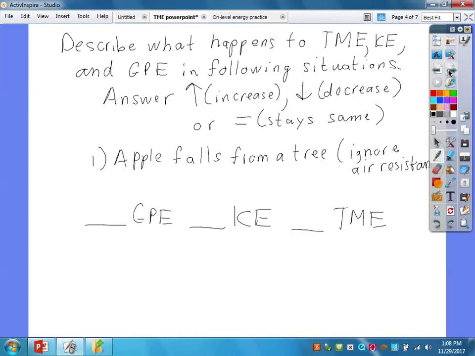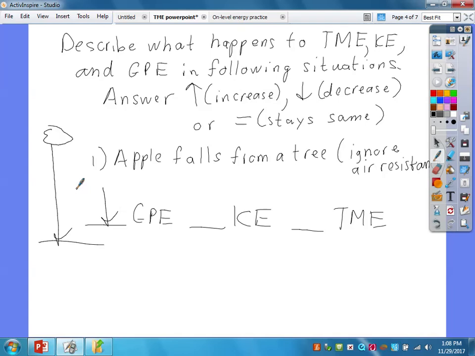The other ones that I like to use too is more conceptual, just saying, do you understand what all the types of energies are doing? Can you tell me if they are increasing, decreasing, or staying the same? So you can see in this situation, we have an apple falls from a tree, and it says ignore air resistance. So what does this mean? I have an apple up in a tree, it's above the ground. What's going to happen? It's going to fall toward the ground. So what does that mean about the gravitational potential energy? It decreases because as I get closer to the ground, it goes towards 0.